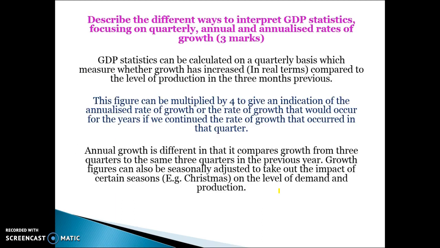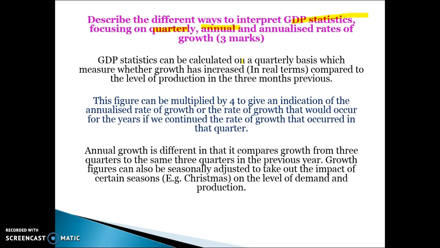So for example, if they would compare March 2015 to March 2014 to see how much production has increased throughout the whole year. Describe the different ways to interpret GDP statistics, focusing on quarterly, annual and annualised rates of growth. So GDP statistics can be calculated on a quarterly basis, which measures whether growth has increased compared to the level of production in the 3 months previous. This figure can be multiplied by 4 to give an indication of the annualised rate of growth, or the rate of growth that would occur for the year if we continue the rate of growth that occurred in that quarter. And then there's annual growth, which compares growth from 3 quarters to the same 3 quarters in the previous year. So they're the 3 ways essentially we measure growth: quarterly, annualised, and annual.